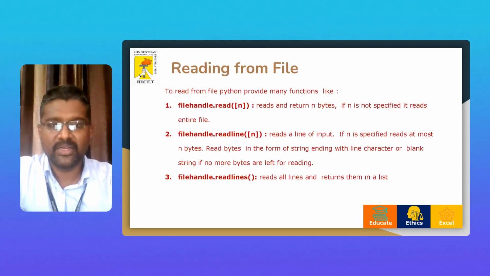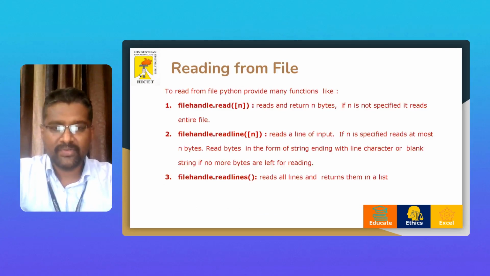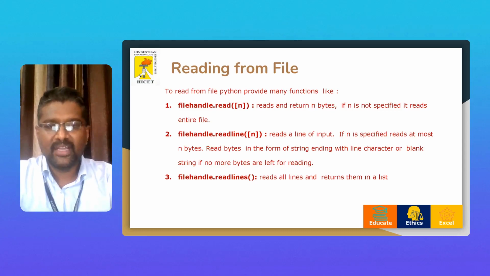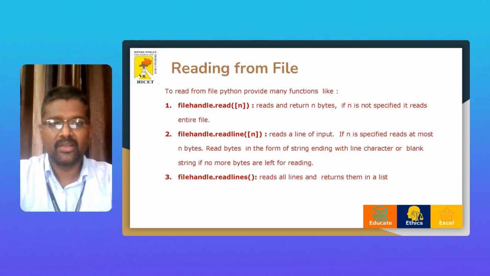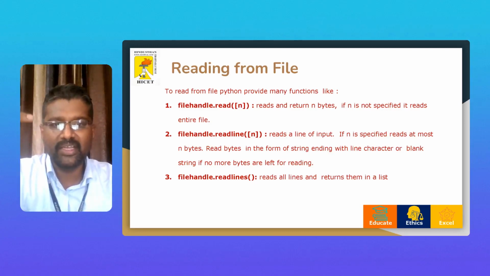Next is reading from the file. There are three methods to read the content already existing inside a file with the help of a file handler or file pointer. The first one is file handle dot read of n, where n is the size of the content we are going to read from the file.